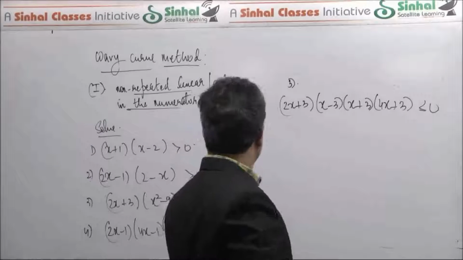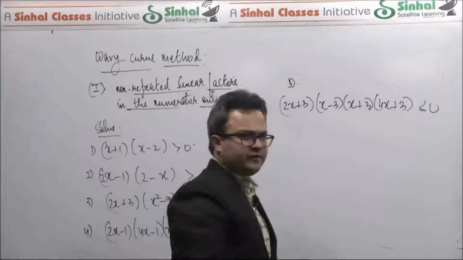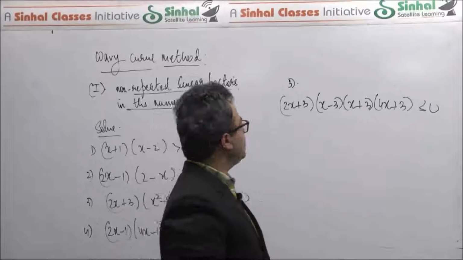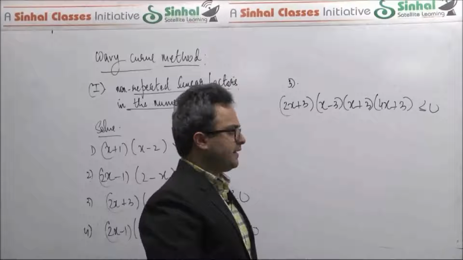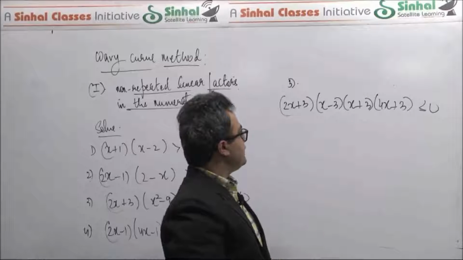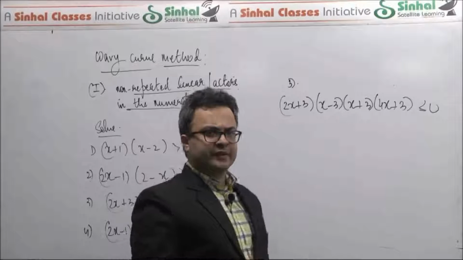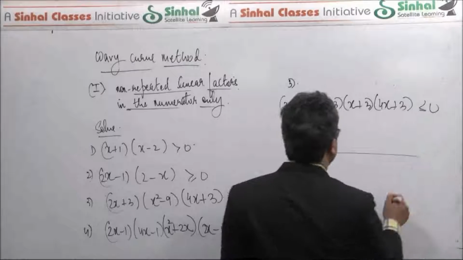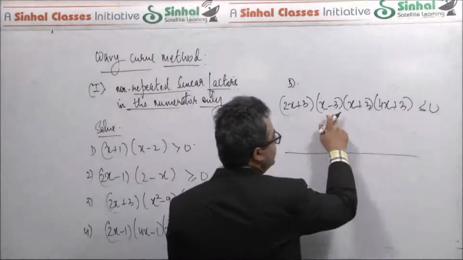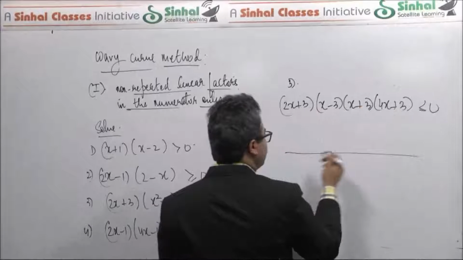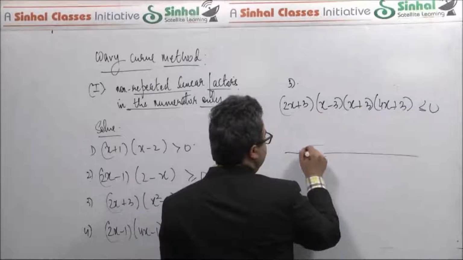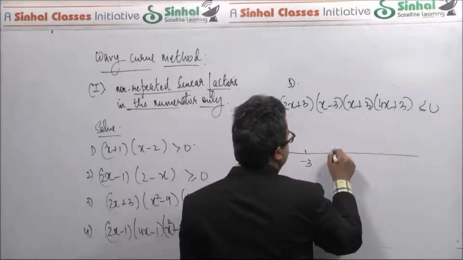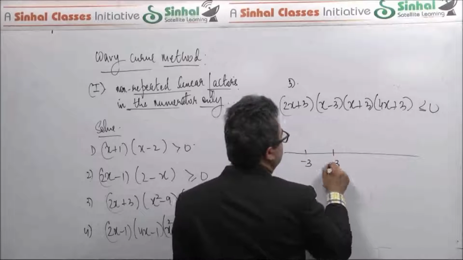In the third problem, we had an x square minus 9, so I have factorized it as (x minus 3) into (x plus 3). So again, you have a product of 4 linear factors over here. As a first step, again, the coefficient of x in each linear factor is positive, so that is okay. Second step, identify the critical points: minus 3 by 2, 3, minus 3, minus 3 by 4. Plot them on the number line. So I'll get minus 3, then we should get minus 3 by 2.